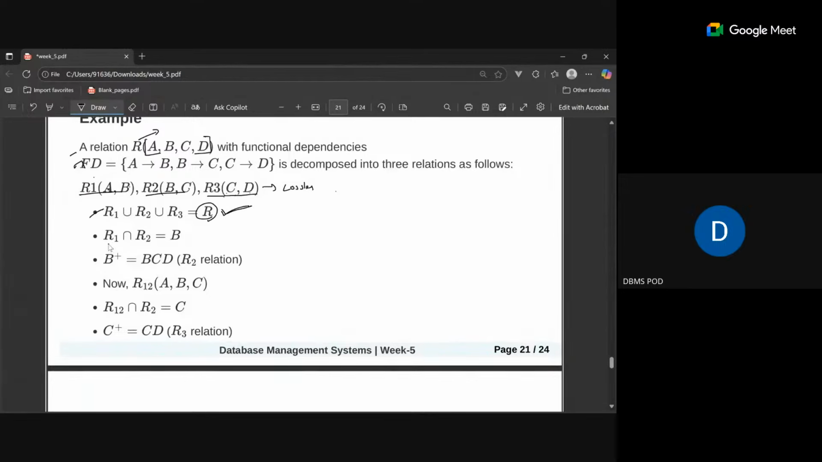The second condition is to take the intersection of R1 and R2, and the common attribute will be B. You take the closure of the common attribute and check in the functional dependencies what the closure value is. B determines C, and C determines D. So the closure of B will be BCD.